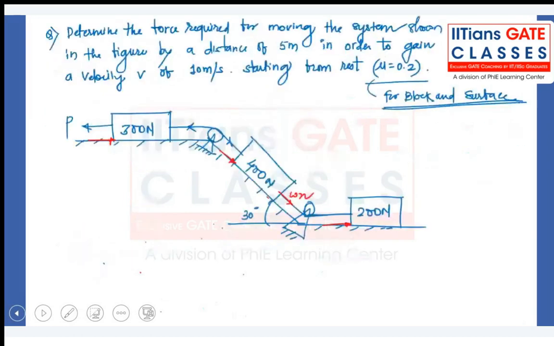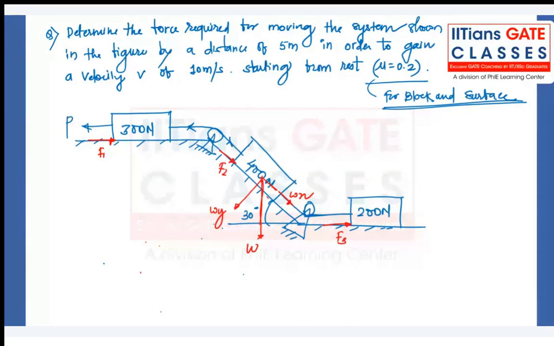Here I have drawn all the forces in red, with the red arrow. F1 is the frictional force between the first block and the surface. F2 is the frictional force between the second block and the surface. F3 is the frictional force between the third block and the surface. Also Wx is along the same line. What is Wx? That is the component of weight. Weight is acting downward. Wy is like this, but Wx is along this, right? And Wx will try to oppose the motion of this 400 Newton in the direction of displacement, and that is why we have considered it.